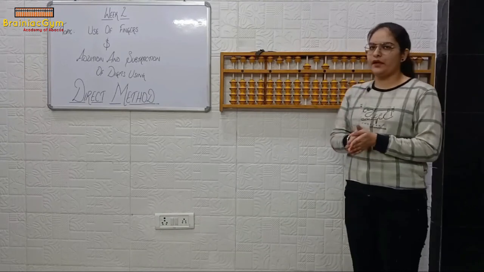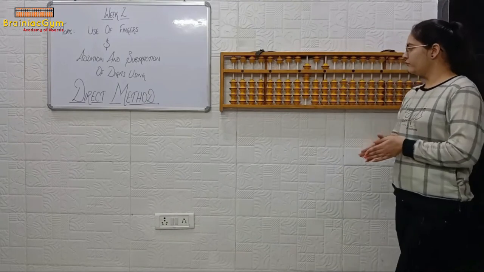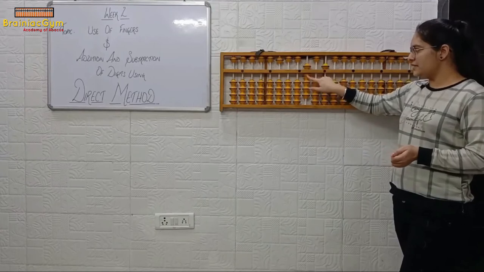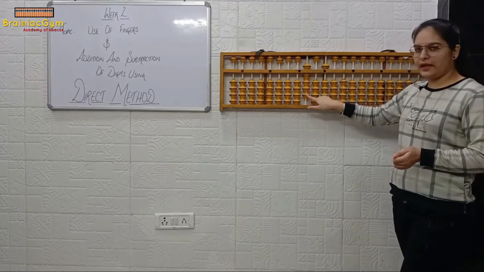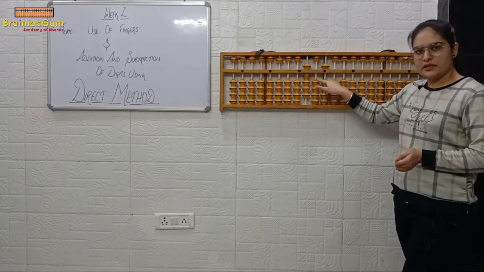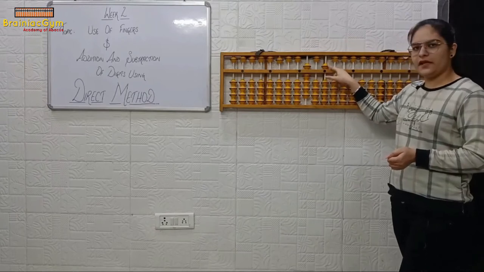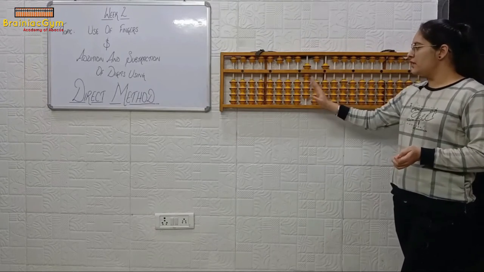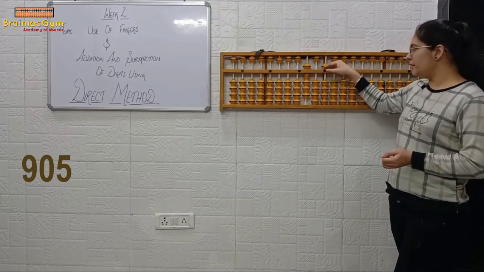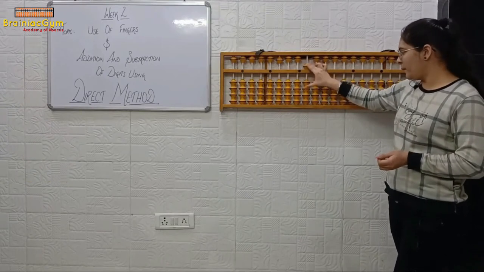Okay, now tell me. Hurry up. 5, 6, 7, 8, 9. Here it's 0 and at 1's place 5. So answer is 905. Clear? Let's do the last one.